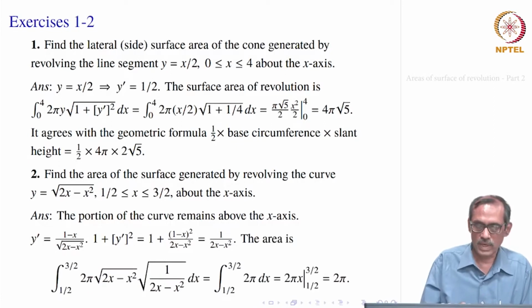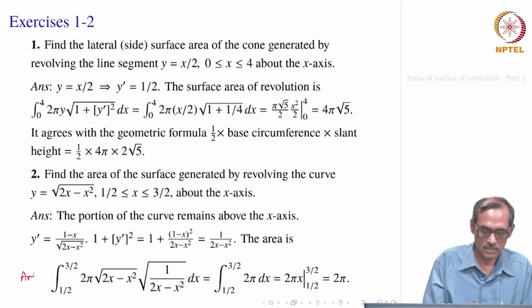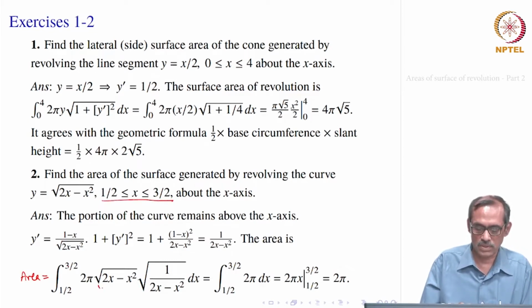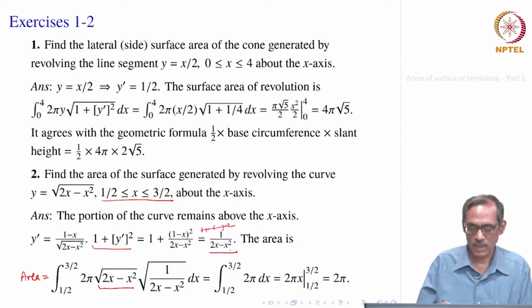Then we get the area of the surface. This is the area: integral for the x limits half to 3/2, 2 pi y, which is square root of 2x minus x square, and then square root of 1 plus y prime square. If you take 1 plus y prime square and its square root, that gives square root of 1 by 2x minus x square, right. So, that is 1 plus y prime square we have computed, 1 by 2x minus x square. So, it is just square root of 1 divided by 2x minus x square.